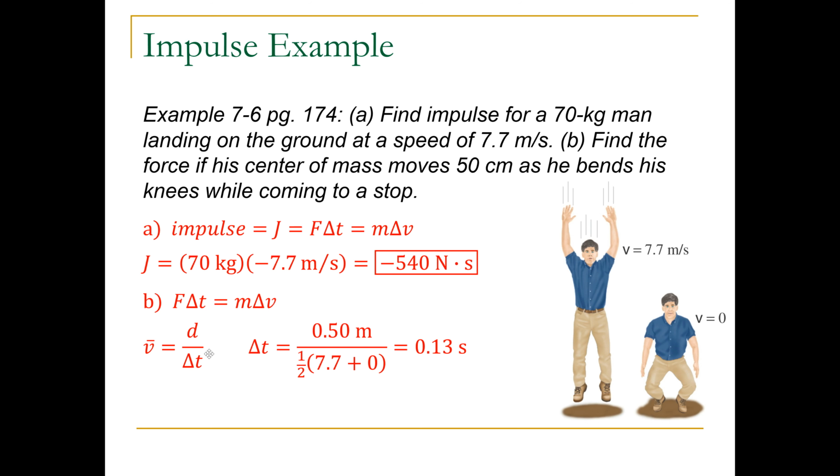And this average velocity is the 7.7. That's his speed when he starts to come to a stop, plus 0, and then divided by 2. So I'm just very quickly finding the average. You could use one of the accelerated motion equations, by the way, to solve for this, but I thought it was easier to use this simple one. So I'm finding the average by doing the initial speed, the final speed, and then dividing by 2.